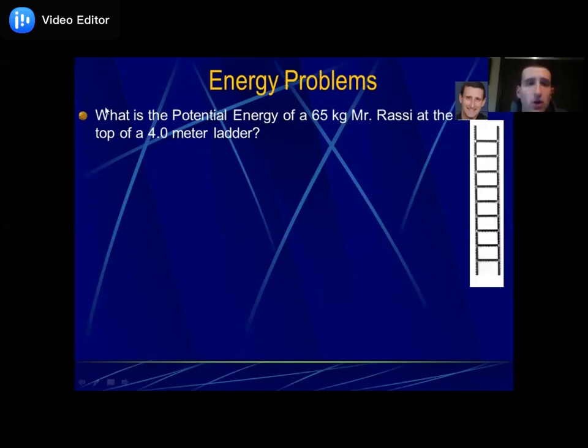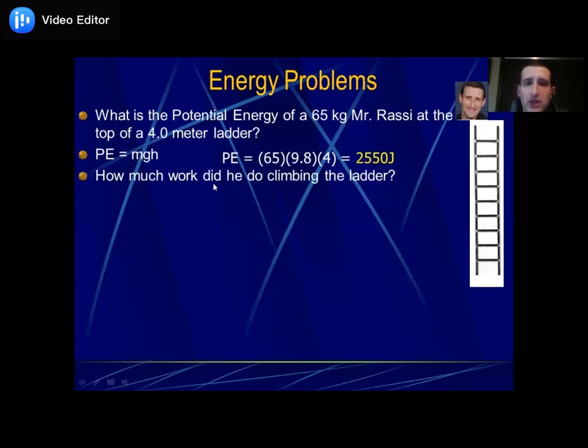So we recall or we look up that potential energy is expressed as the mass times gravity times the height. So we were given a mass, we're given a height, and gravity on the Earth is known. So we have all the variables that we need. We plug those in. 65 times 9.8 times 4 equals 2,550 joules at the top of the ladder. Now, that might seem a very simple problem. We're going to go on to do part 2 where we will get a little more complicated.